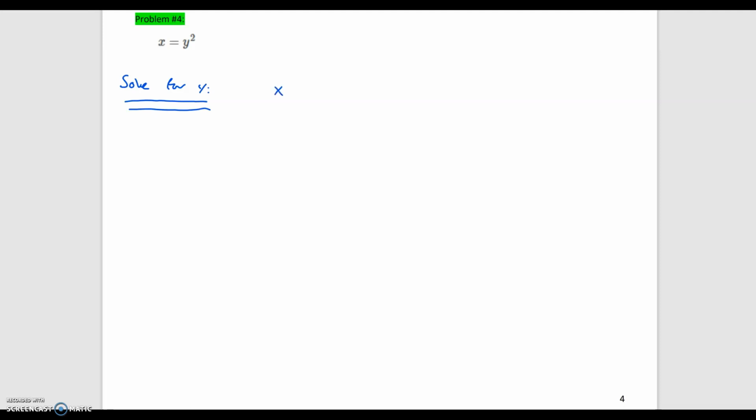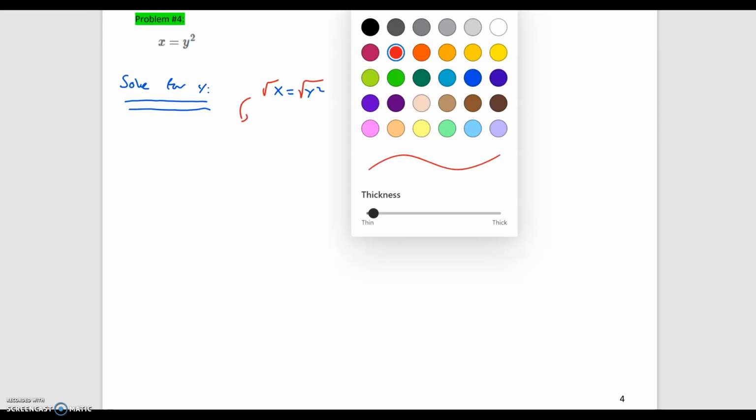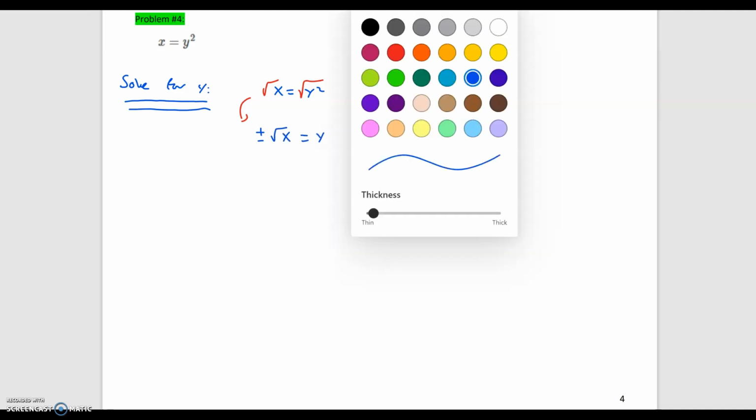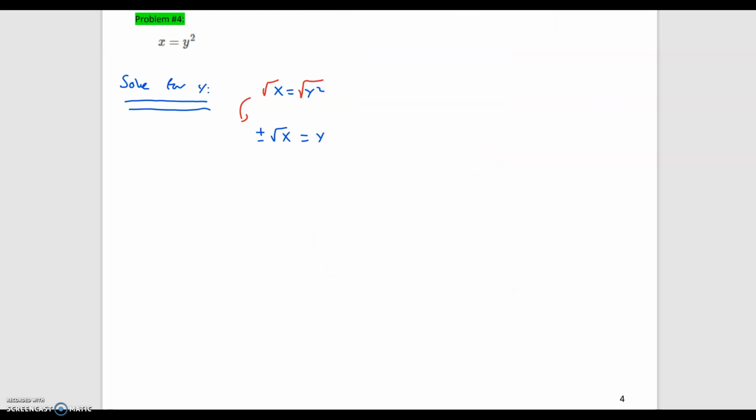So you currently have x is equal to y squared. In order to solve for the y's, you would take the square root of both sides. Now, remember what happens on the property when you take the square root? You end up with a plus and minus square root of x is equal to y. So as we completely isolate this one, let me flip it, you would have that y is equal to plus and minus the square root of x.